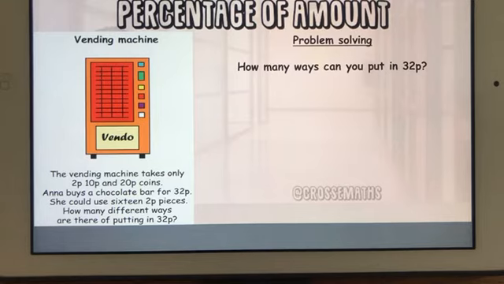I don't want you to just guess. I want you to write down all the different combinations. Obviously, 16 2p's is one of the ways. How many different combinations are there? Write them down for me. If you want to draw the coins out, you can. It's up to you. If you write them down, it'll mean you won't miss one.